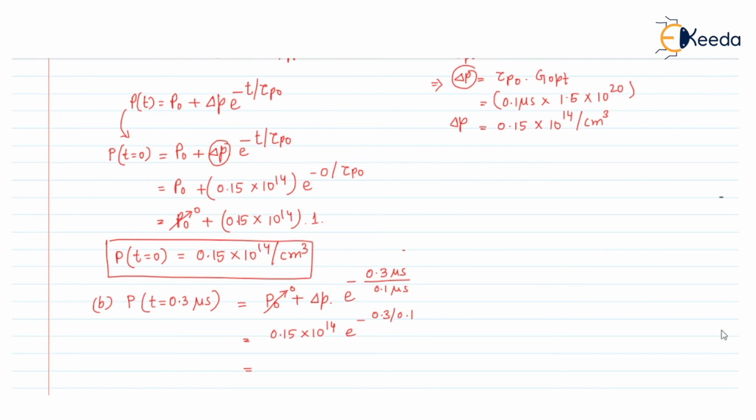So if we do the calculation, we will get 7.46 into 10 to the power 11 per centimeter cube. This is the value of the hole concentration at T equals 0.3 microsecond. So in this way, we can calculate the hole concentration at different instants of time when the light is incident on the semiconductor. Thank you.